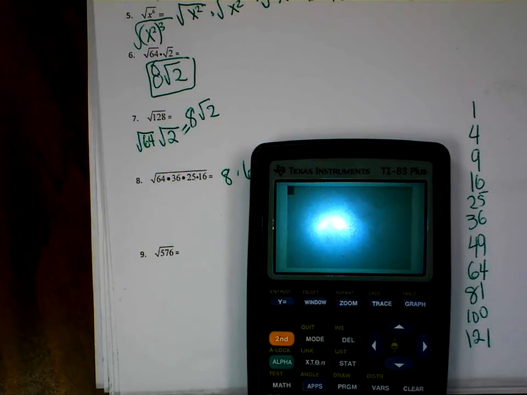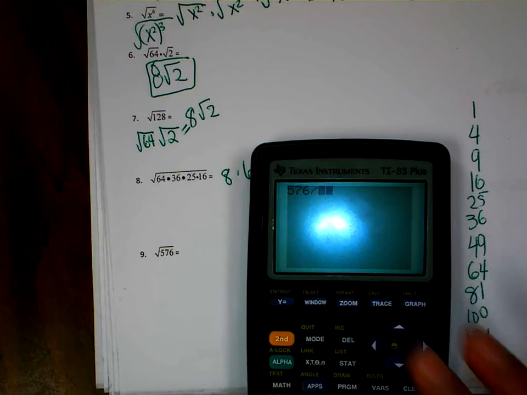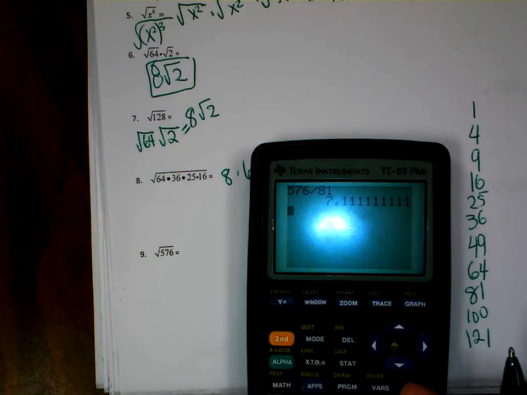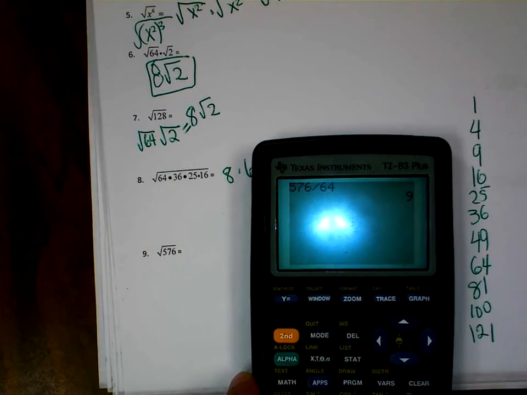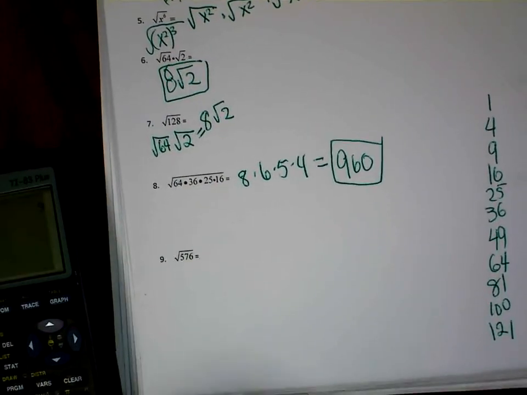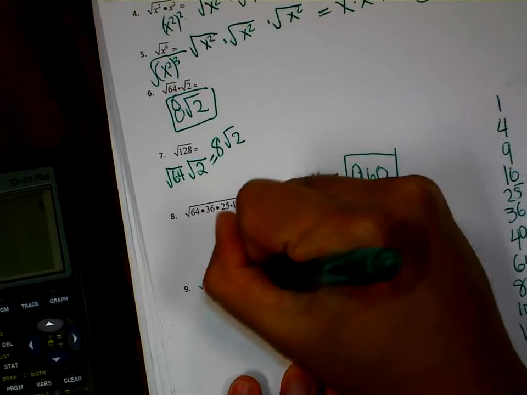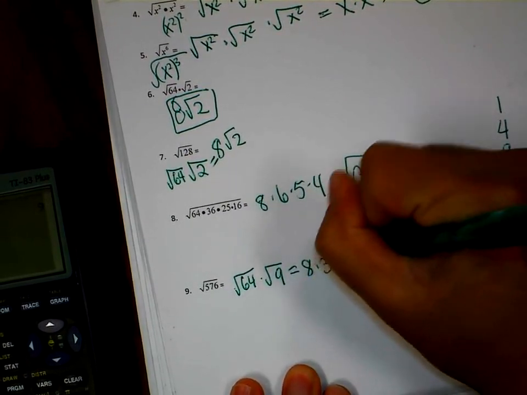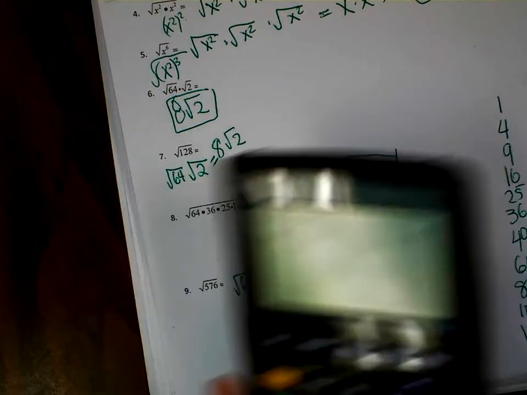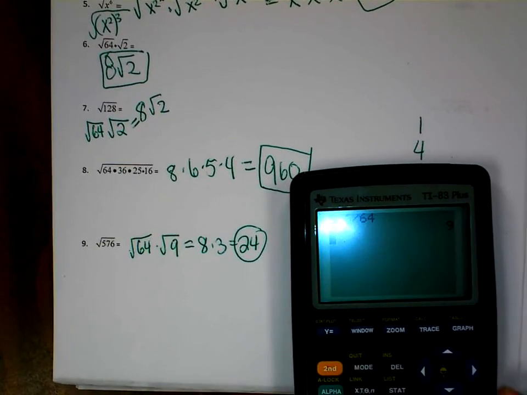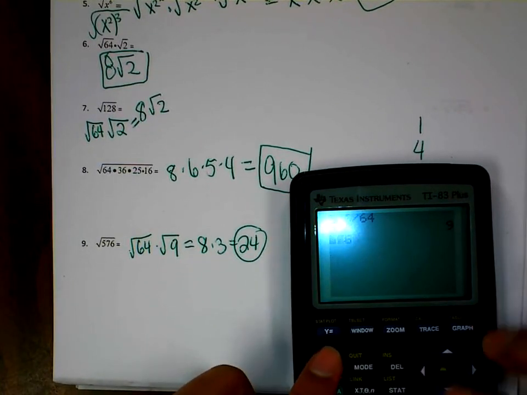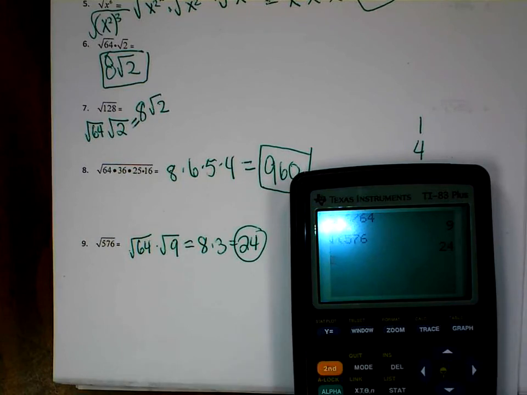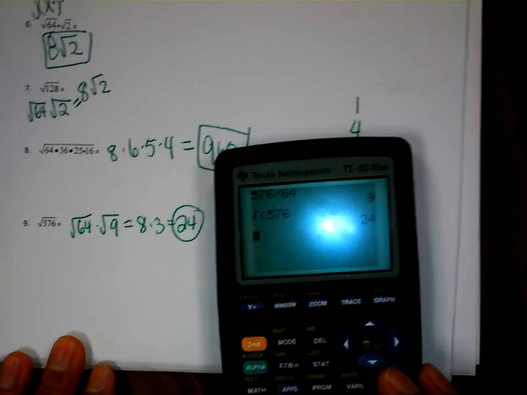I know 100 doesn't work. What about 81? 576 divided by 81. Nope. What about 64? 576 divided by 64 goes in 9 times. So I know this is the square root of 64 times the square root of 9, which is just 8 times 3, or 24. And if I type in the square root of 576 in a calculator, I in fact get 24.